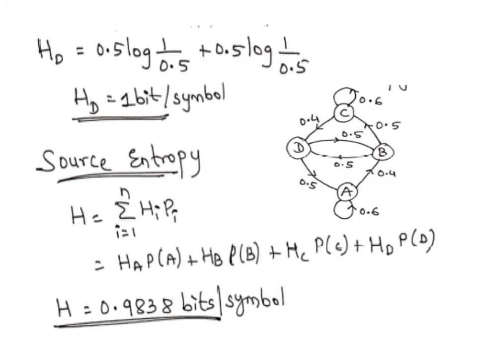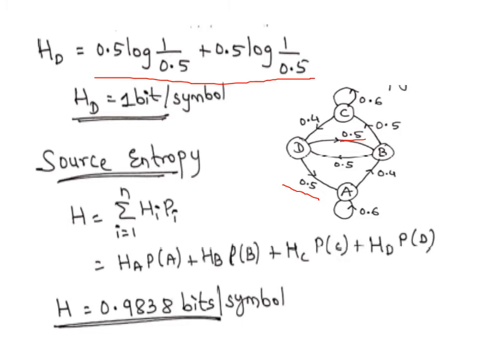Similarly, for H of D, the outgoing probabilities are 0.5 and one more outgoing probability is 0.5. Therefore, the expression is 0.5 log of 1 by 0.5 plus 0.5 log of 1 by 0.5, because the outgoing probabilities at state D are 0.5 and 0.5. Therefore, entropy at state D is 1 bit per symbol.